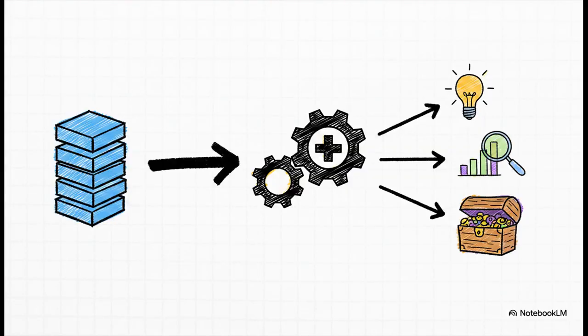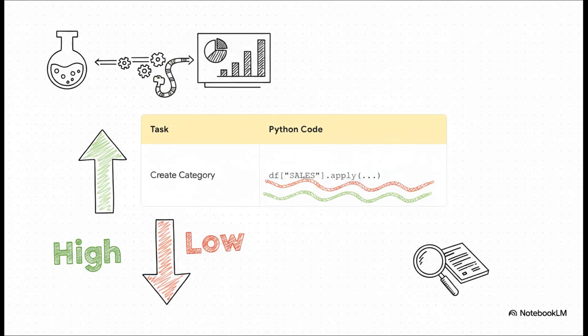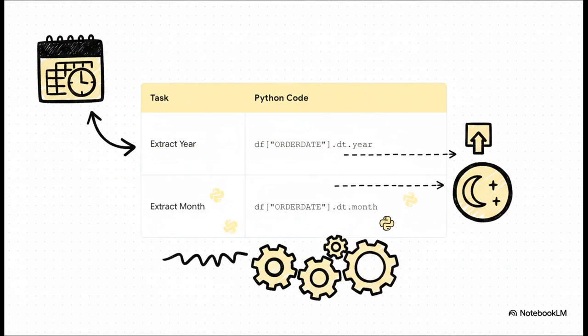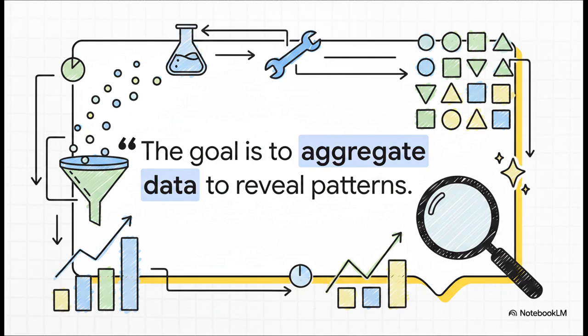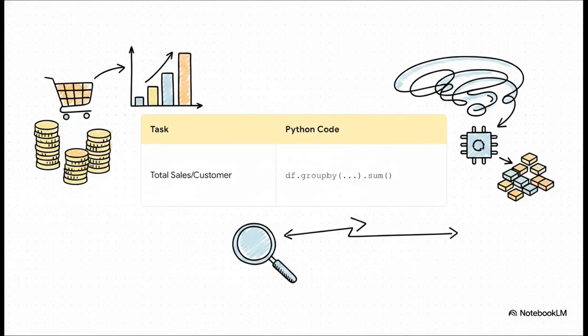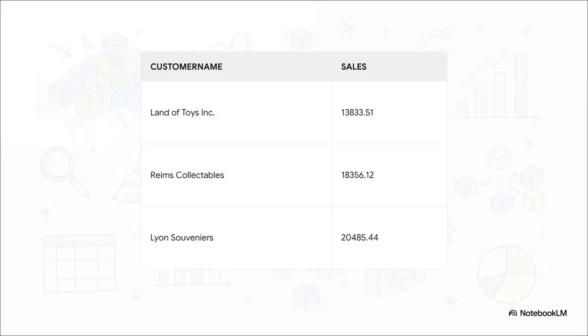Okay, our data is clean. Now we can transform it to find some real insights. For instance, we can create a whole new category, like sorting sales into high or low. We can also pull out useful bits from our clean dates, like the year and month. See, the whole point here is to set up our data so we can find those hidden patterns. So let's put it to the test. We'll calculate the total sales for every single customer. And there it is, the big payoff, a perfectly clean table, all ready for analysis.